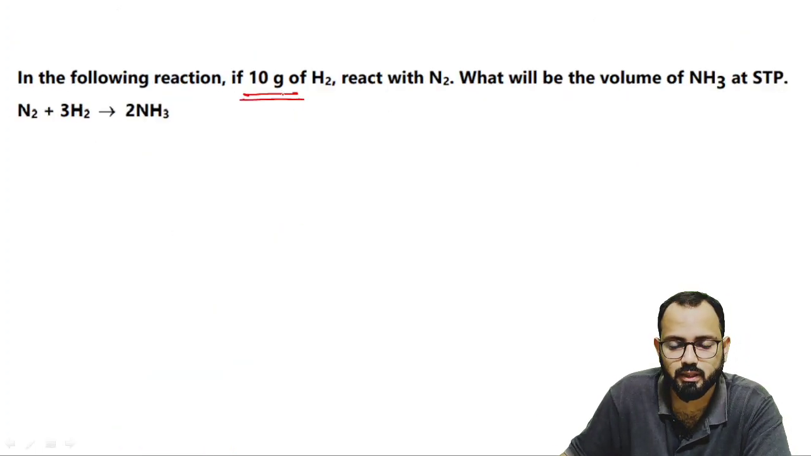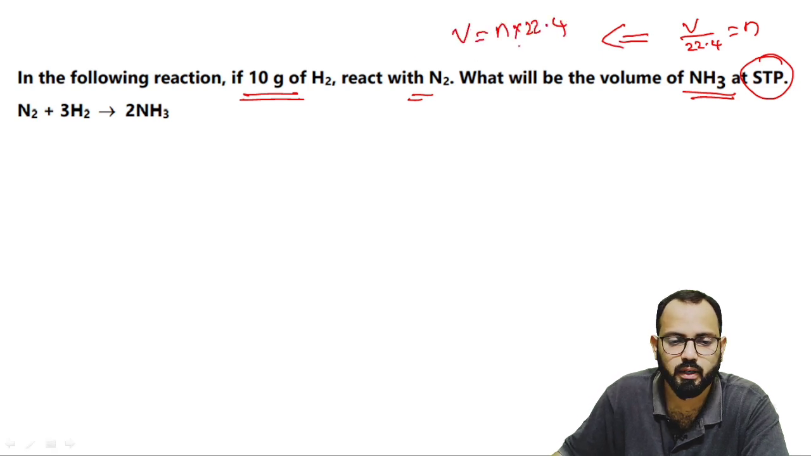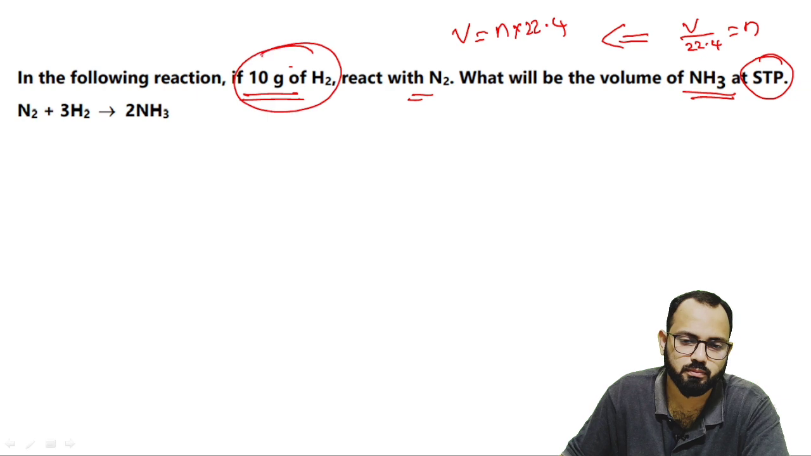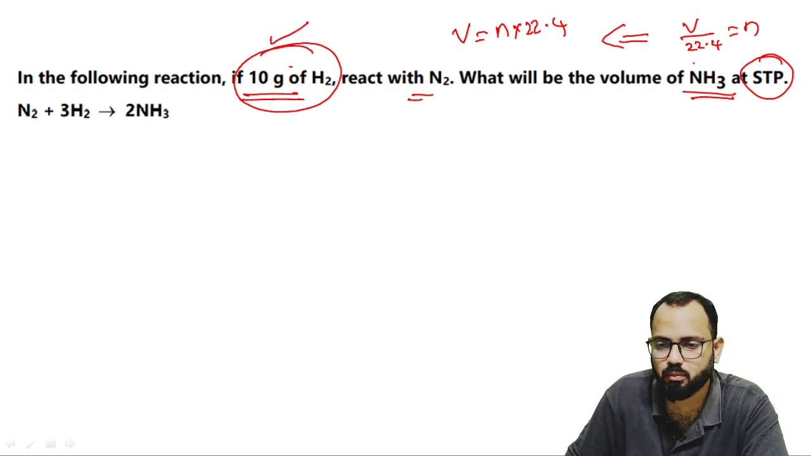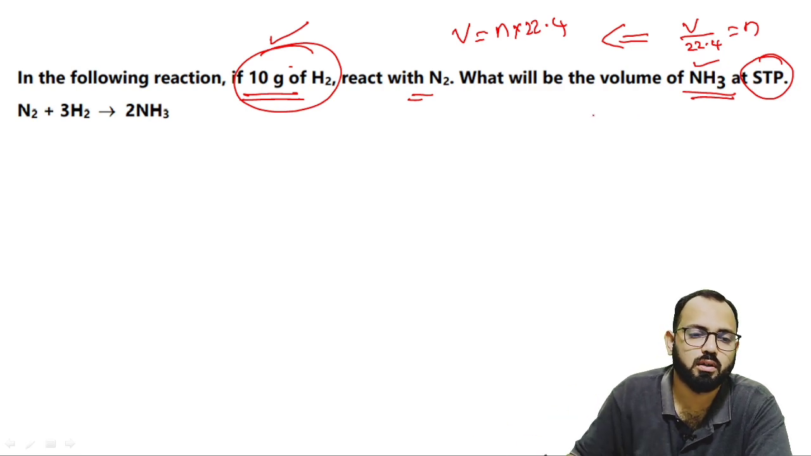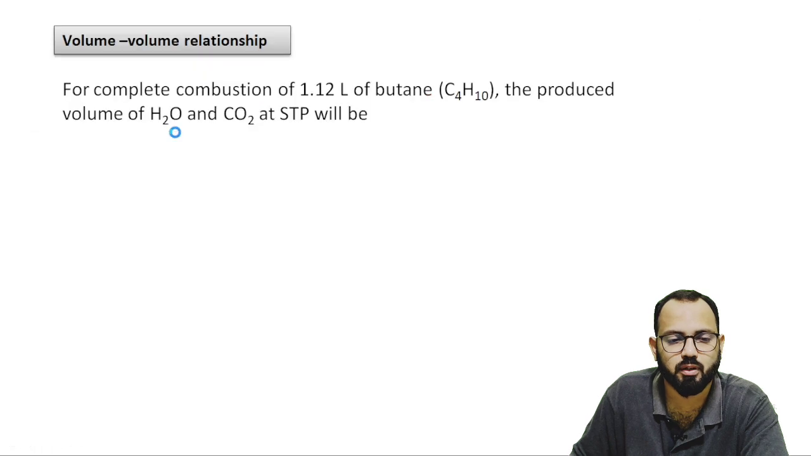Now there is another question. They have given 10 gram of hydrogen reacting with nitrogen. What is the volume of NH3 at STP? Volume at STP: volume by 22.4 is equal to n. Volume at STP, how will you find out? n into 22.4. Find out n from here, then proceed. They have given hydrogen, they are asking about ammonia. Equate these both. Here goes the reaction.